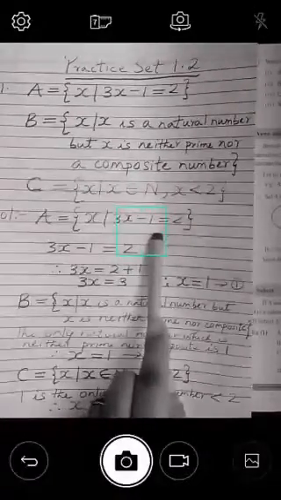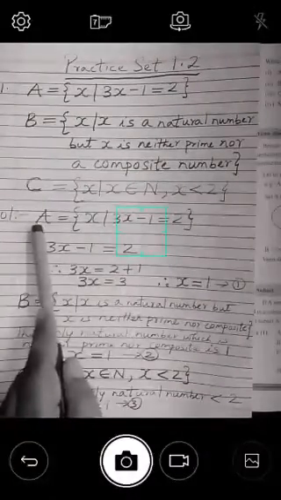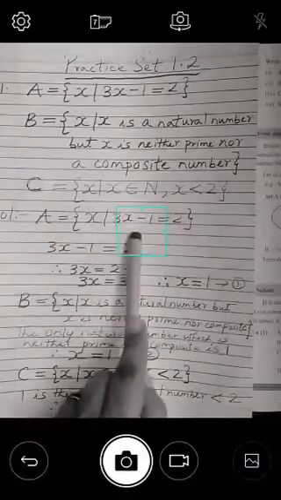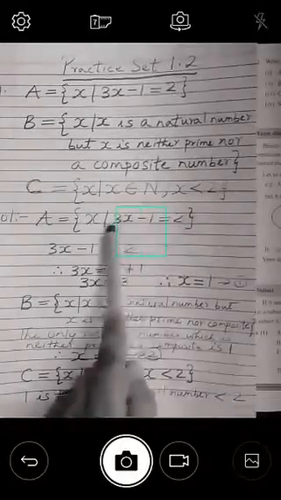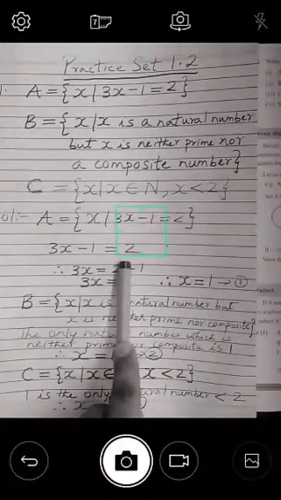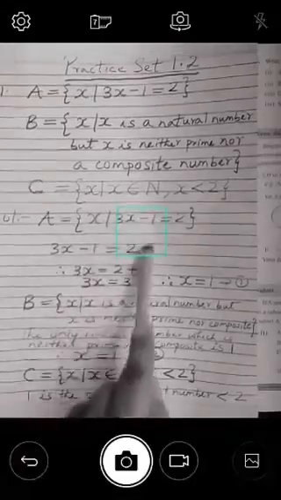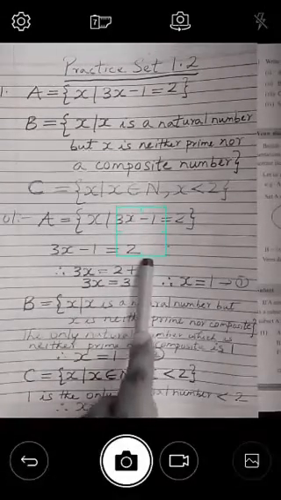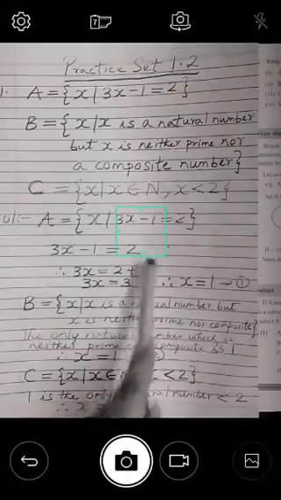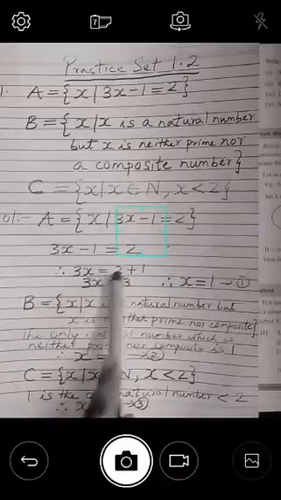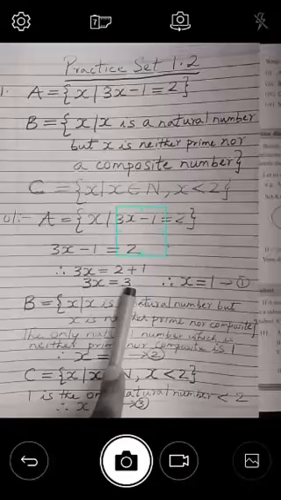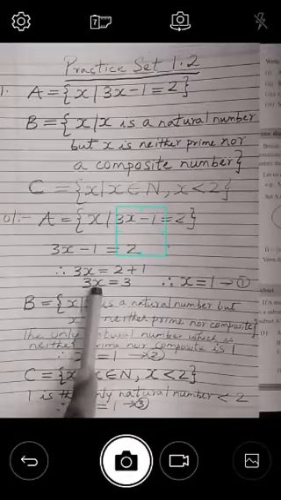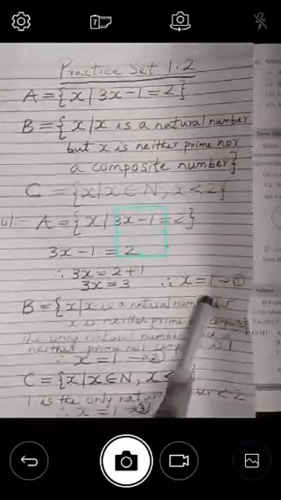So first you will write, the first step is A is equal to {x such that 3x minus 1 is equal to 2}. Then we have to solve this. So we will take 3x minus 1 equal to 2 here, and then we will take 1 on the right hand side. This is known as transposition. So therefore 3x is equal to 2 plus 1. Therefore 3x is equal to 3, and therefore x is equal to 1. This will be equation 1.